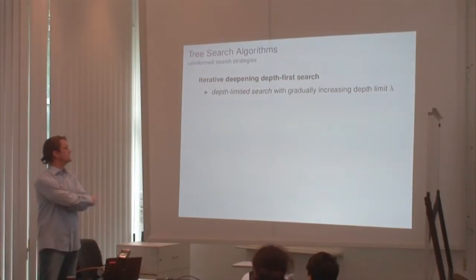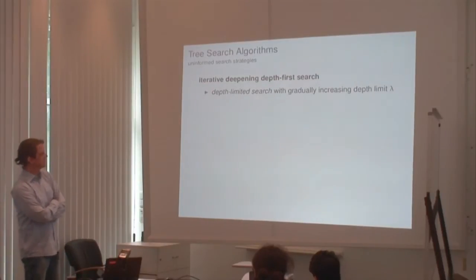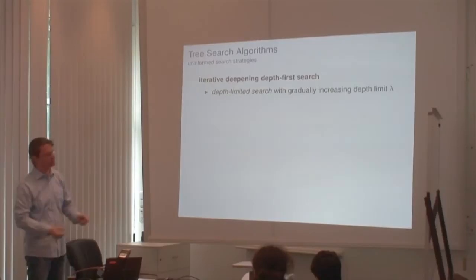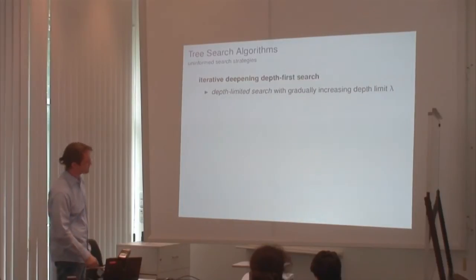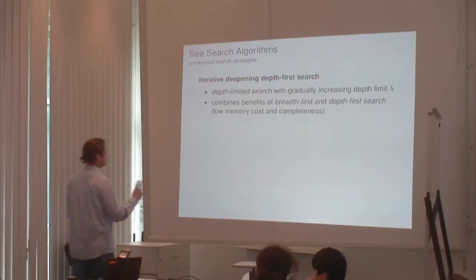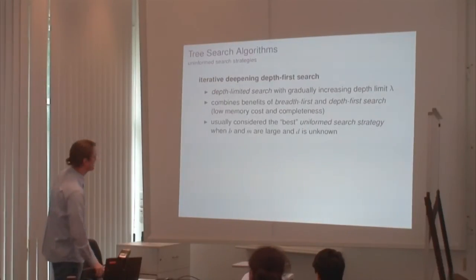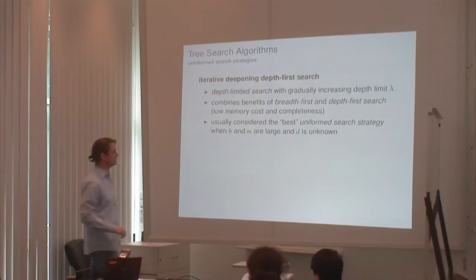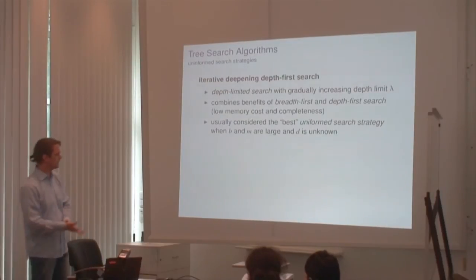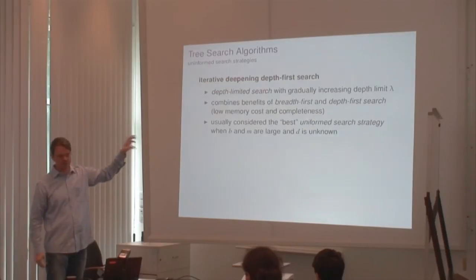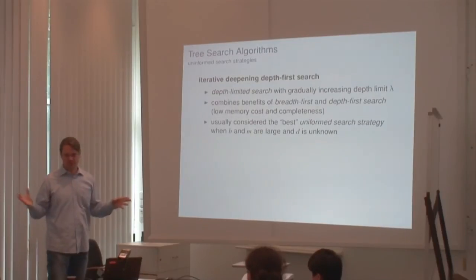So therefore there is this idea of iterative deepening depth-first search, which is somehow depth-limited search in lots of iterations where we gradually increase the maximum depth we are considering for expansion. This is thought to combine benefits of breadth-first and depth-first search, and is generally seen as the best uninformed search strategy when both these parameters, b, the branching factor, and m, the maximum depth of the tree, are large, and in particular when we don't know on which level d the solution resides. Then this is considered to be the best uninformed search strategy.